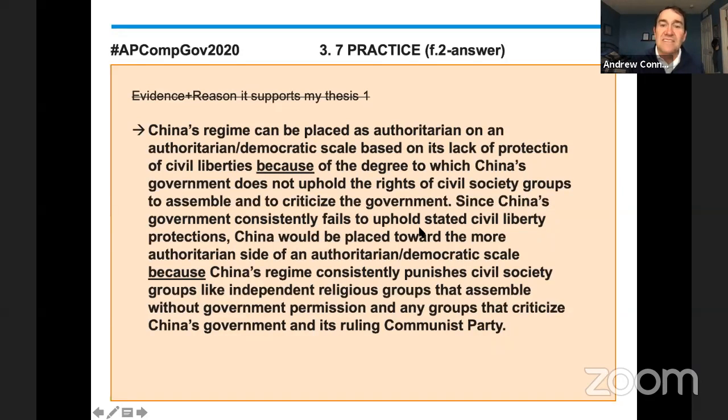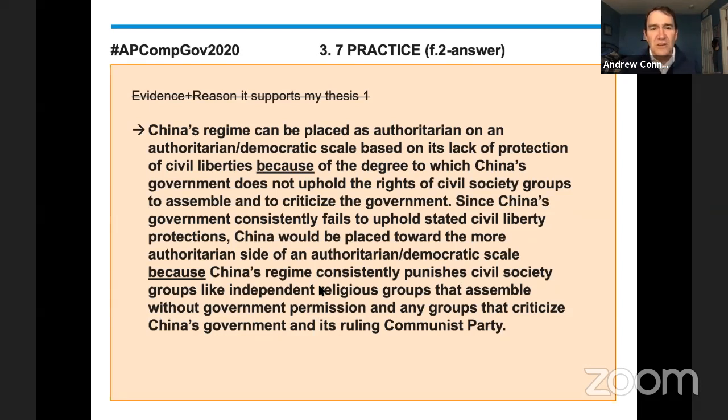Since China's government consistently fails to uphold stated civil liberties protections, China would be placed more towards the authoritarian side on the scale. Repeat those vocabulary words from the prompt. Because China's regime consistently punishes civil society groups like independent religious groups, which are not allowed to operate in China, and any groups that criticize China's government and its ruling Communist Party. Okay, so criticism of the Communist Party is not tolerated. Independent religious groups are not tolerated. Those are specific to China.